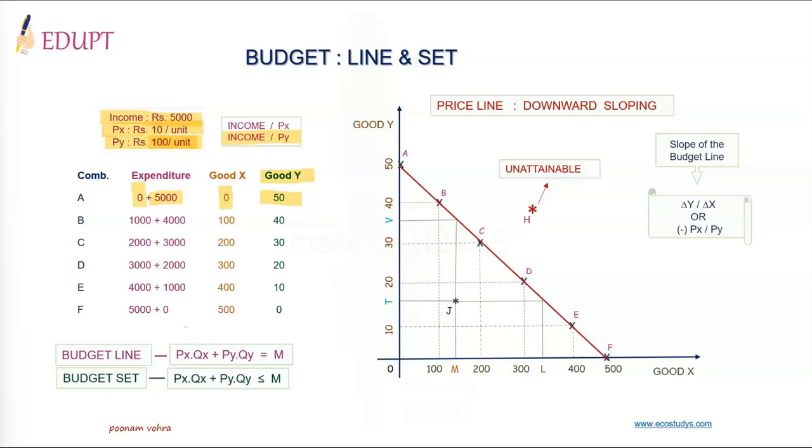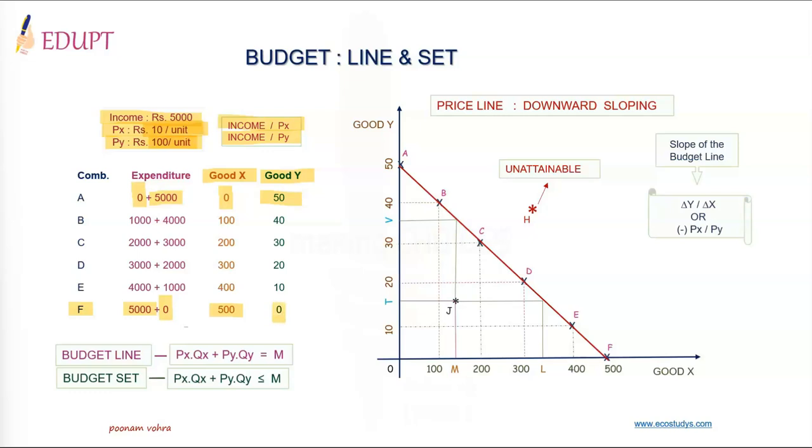If the consumer decides to spend whole of his income for the consumption of good X only, then quantity of good X consumed would be income divided by price of X, which is rupees 10 per unit. That is, the consumer can have 500 units of good X, combination F. Since nothing is spent on Y, consumption of Y would be 0.